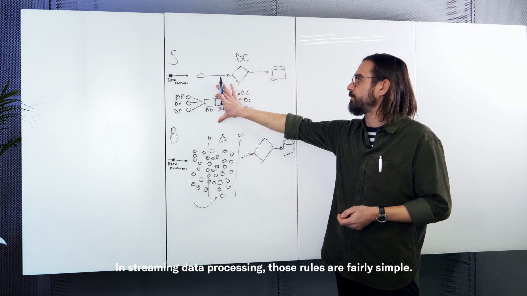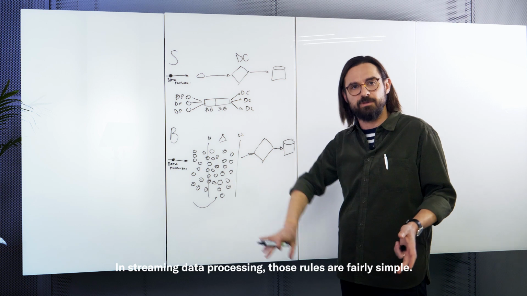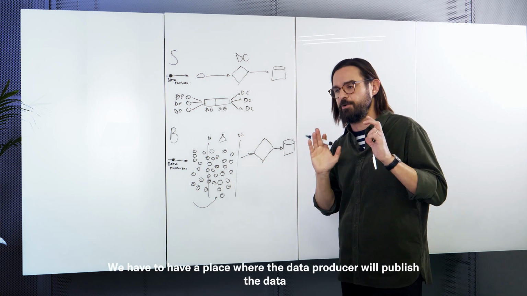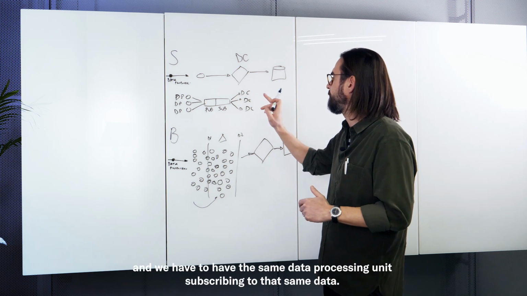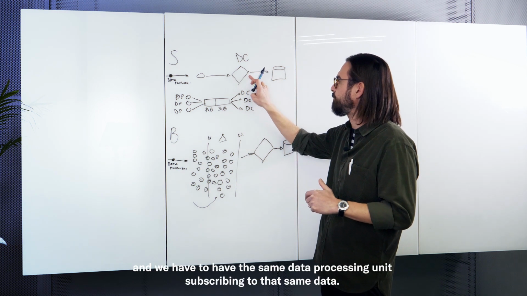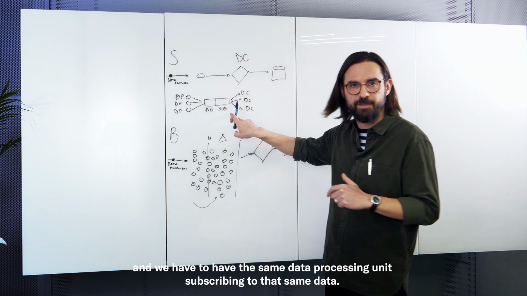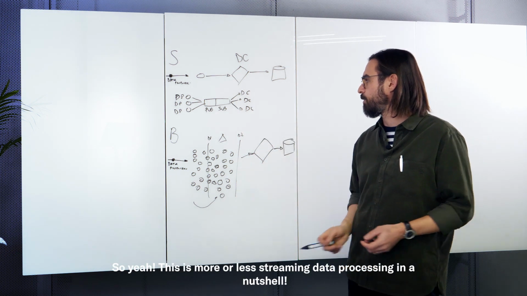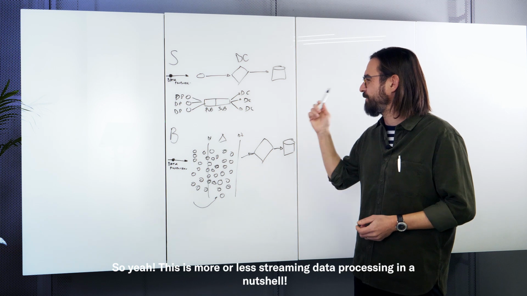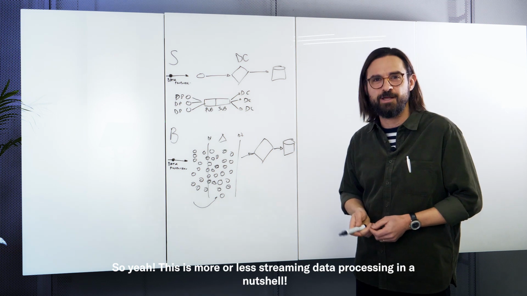In streaming data processing, those rules are fairly simple. We have to have a place where the data producer will publish the data, and we have to have the same data processing unit subscribing to that same data. So yeah, more or less, this is streaming data processing in a nutshell.